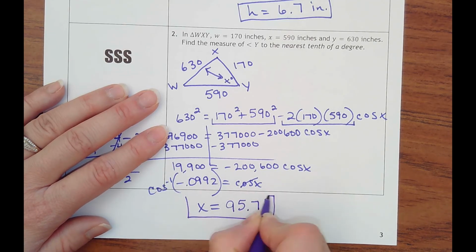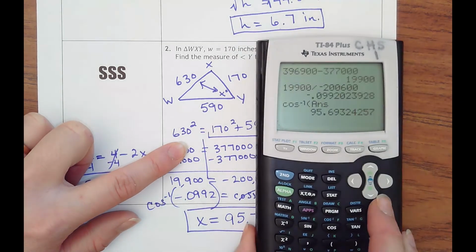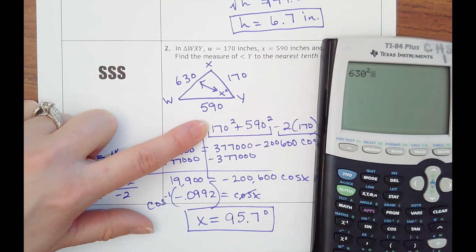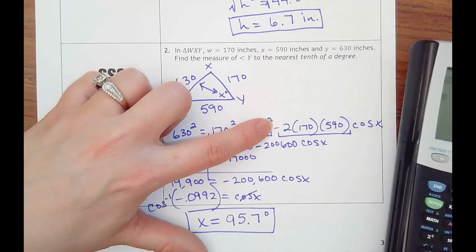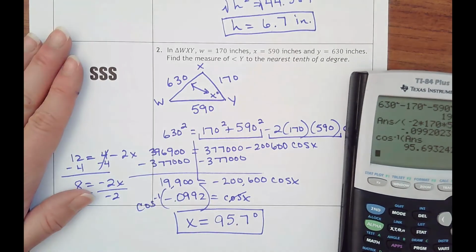Okay, and of course, the more you do this, you'll find shortcuts. You'll find where you could have just had 630 squared, don't even actually figure out what that is, but minus these two things. Get an answer. Then you're going to divide by negative 2 times 170 times 590. Get a number, and then inverse cosine. So you'll get to where hopefully you can speed up a little bit and find it faster.